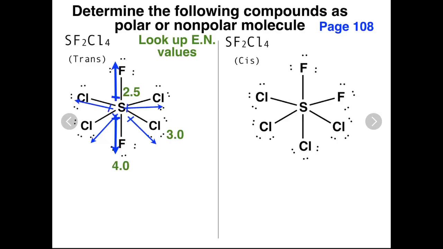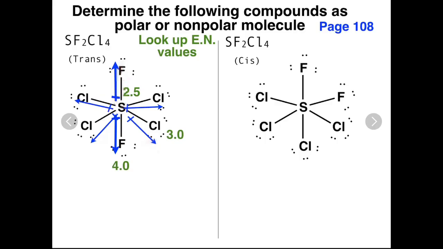Okay, so that means I'm going to use the arrow to indicate the dipole moment. The dipole moment between sulfur and this fluorine is going to go toward fluorine because fluorine has higher EN value, right? Same thing for this chlorine as well. It's going to go to those.